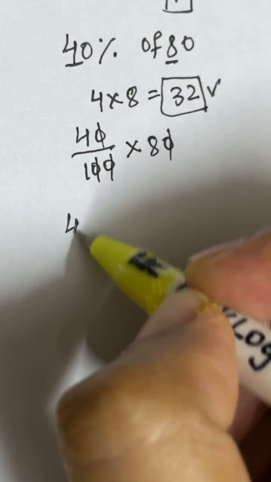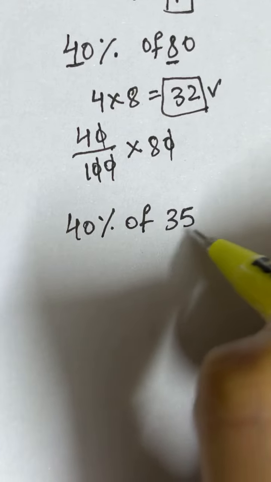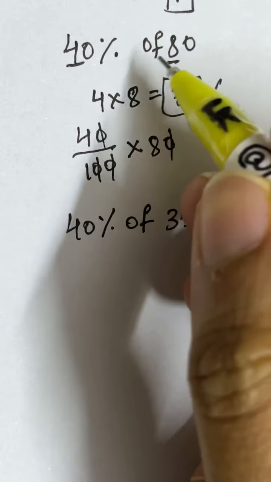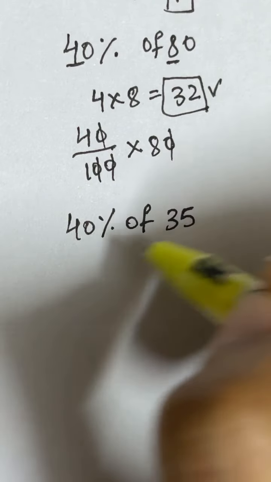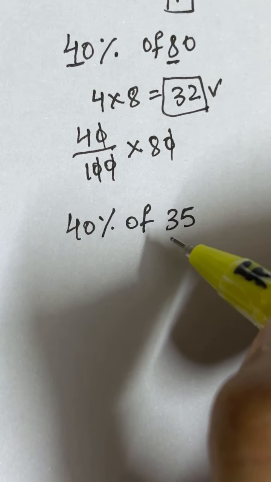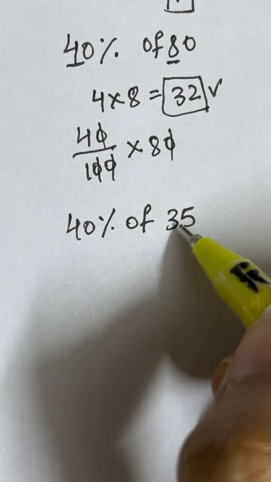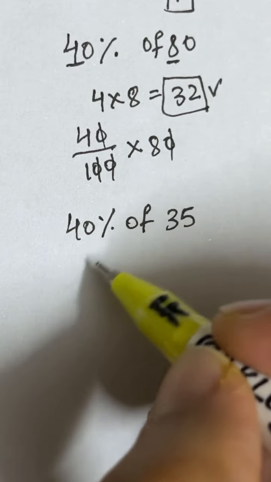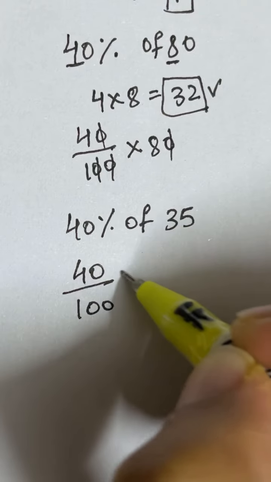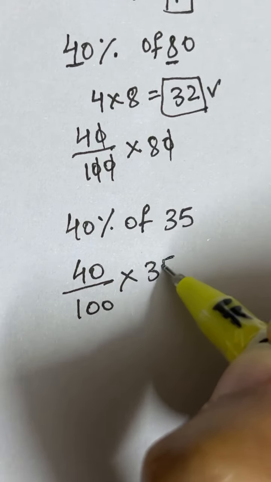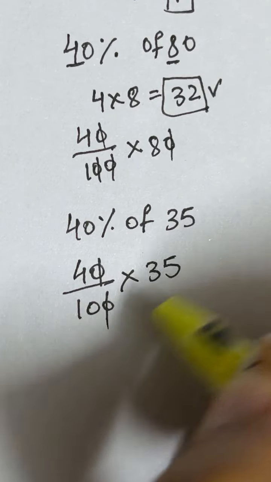Now if you have 40% of 35, you don't have a multiple of 100 now. Before that you had multiples of ten and you had two zeros to cancel out, but here you only have one zero to cancel out. So what are we going to do? 40%, or you can even take 3.5. Now 40%, 40 out of 100. So let me take that. 40 out of 100, of is multiplication, and that's 35. So only one zero cancels out, and you can simplify this.